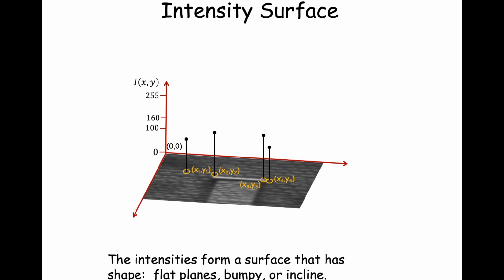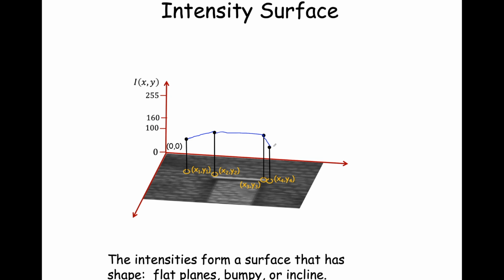If we were to look at this particular example, and let me get my pen here, let's select blue. Blue seems to work really well for us. If we were to look at the shape of the intensity surface going from x1, y1 to x2, y2, that corresponds to an incline that slopes upward. Going from x2, y2 to x3, y3, that's a flat plane. And going from x3, y3 to x4, y4, that's a hill, an incline, sloping downward. You'll also notice that the incline sloping downward is much more dramatic than the incline sloping upwards.